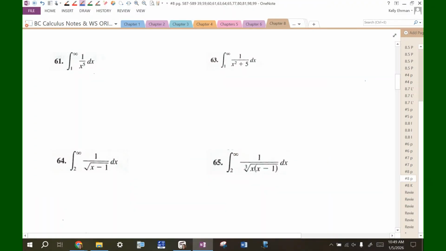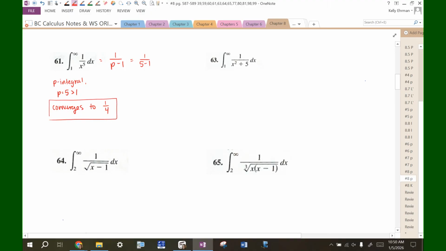Okay, now this one is a p integral. It's the integral from 1 to infinity of just a nice plain 1 over x to the p. In this case, it's a p integral where p equals 5. The rule is that p needs to be greater than 1 for this to converge, so I know it converges. It didn't say to find what it converges to, but I do know that it converges to 1 over p minus 1. So it would be 1 over 5 minus 1. So it converges to 1/4.